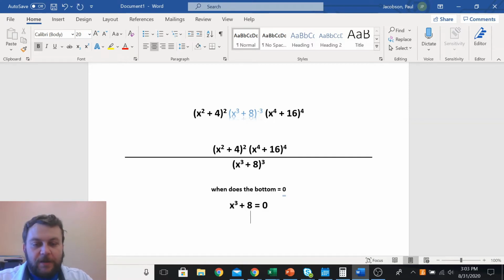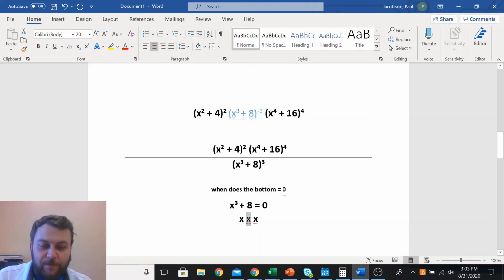So x cubed plus 8 equals 0. Let's just set that equal to 0. And now we have to solve. So what is the cube root of 8? Or in other words, x times x times x equals 8. And I promise you it's a small number.